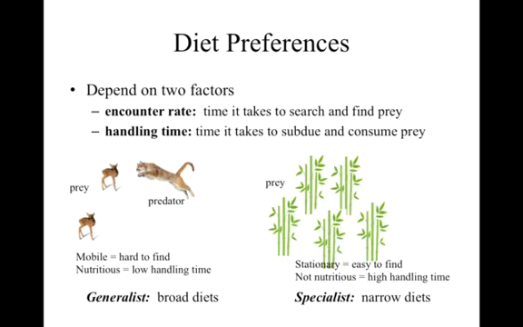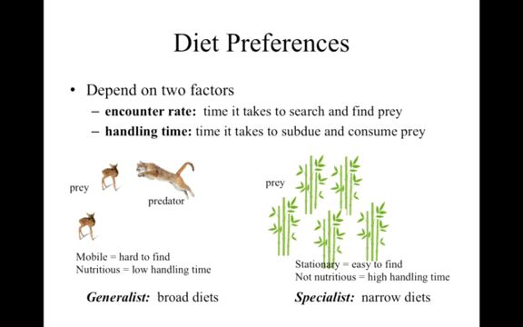If I take a look at the other scenario, if I think about a herbivore, my plants that I'm going to eat are stationary. That means they're easy to find. I can walk outside and see a ton of plants that I could eat. However, the plants are not super nutritious, right? They don't have a lot of nitrogen in them.